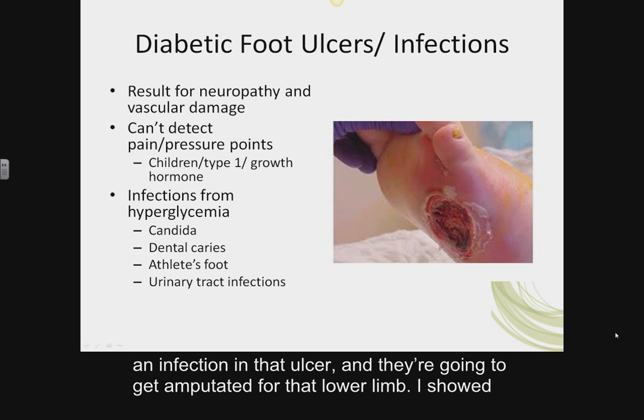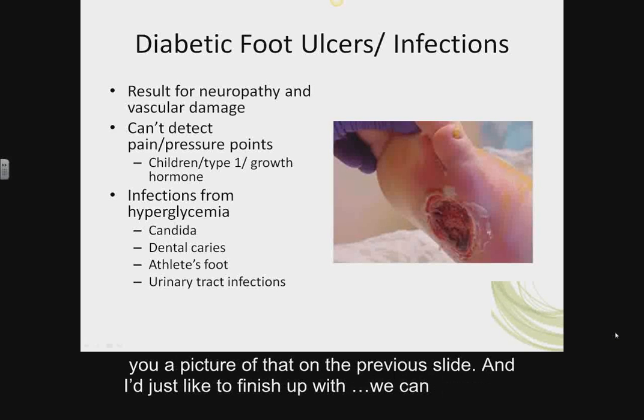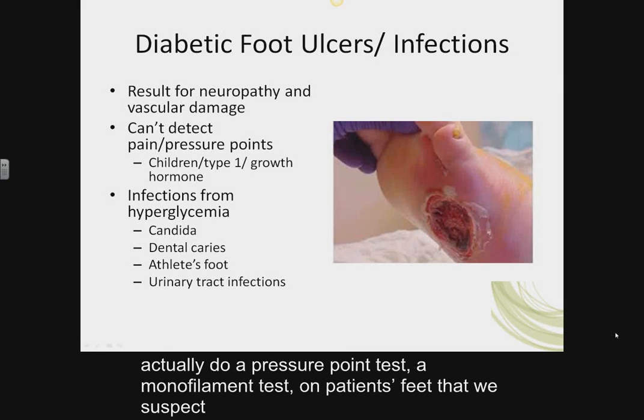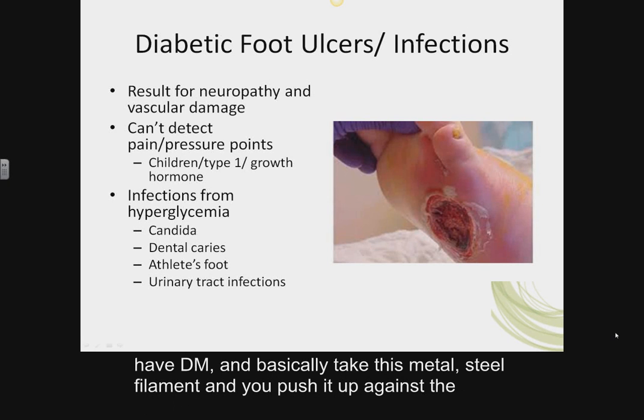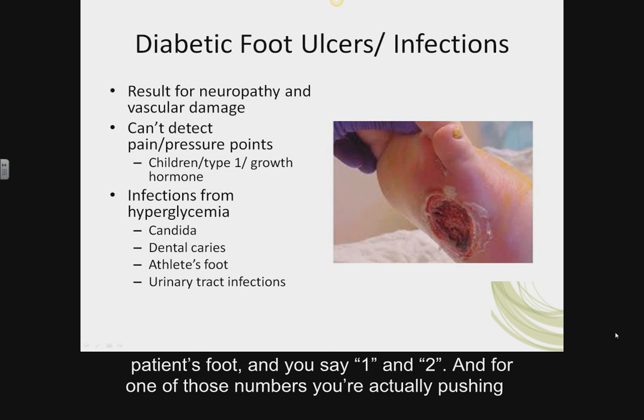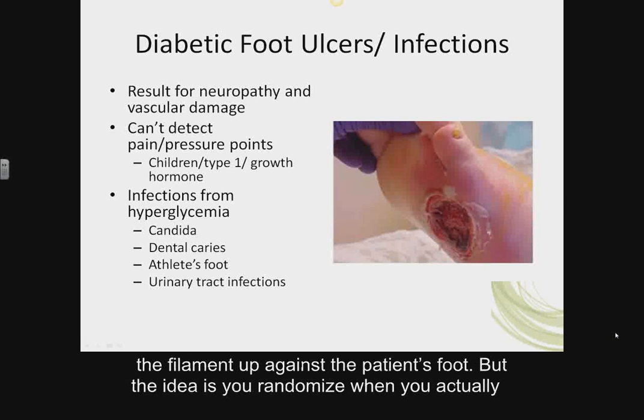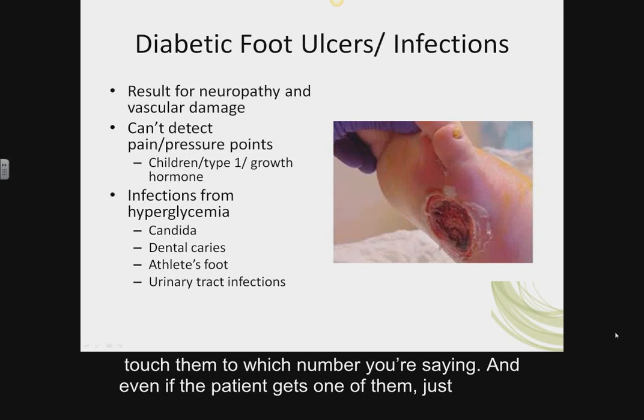And I'd just like to finish up with, we can actually do a pressure point test, a monofilament test on patients' feet that we suspect have diabetes mellitus. Basically, we take this metal, the steel filament, and you push it up against the patient's foot, and you say 1 and 2. And for one of those numbers, you're actually pushing the filament up against the patient's foot. But the idea is you randomize when you actually touch them to which number you're saying. And even if the patient gets just one of them wrong, it's suggestive of neuropathy. That's how serious it is.